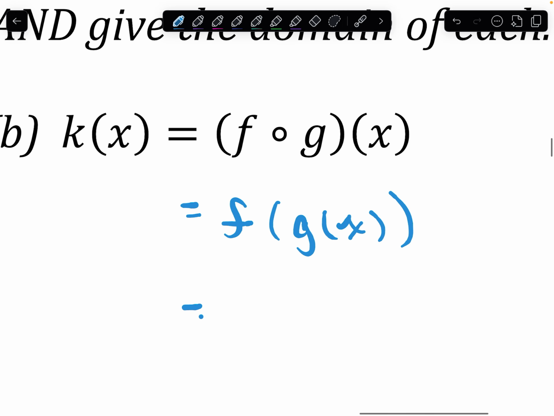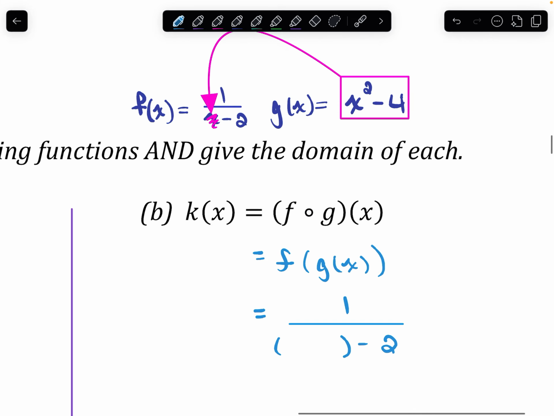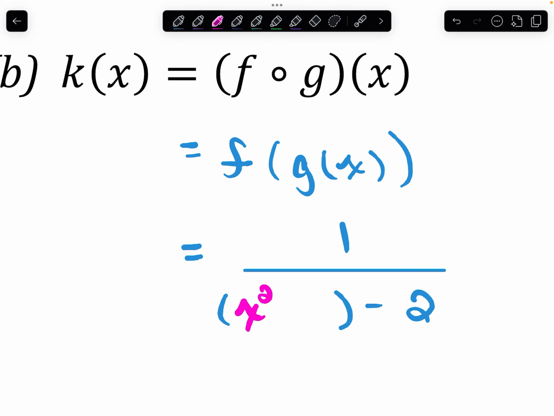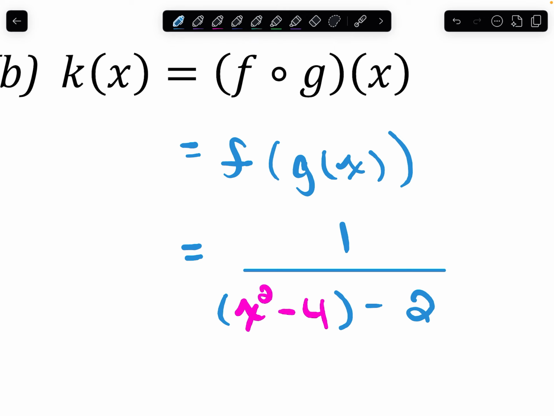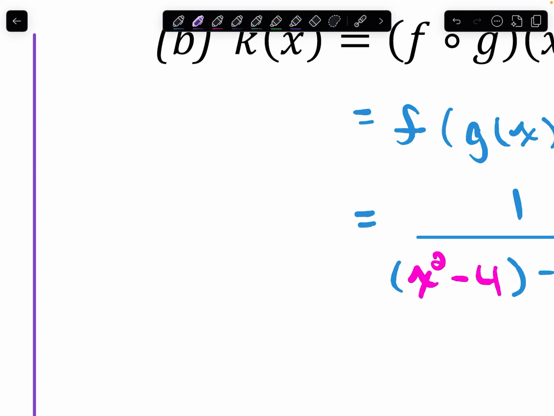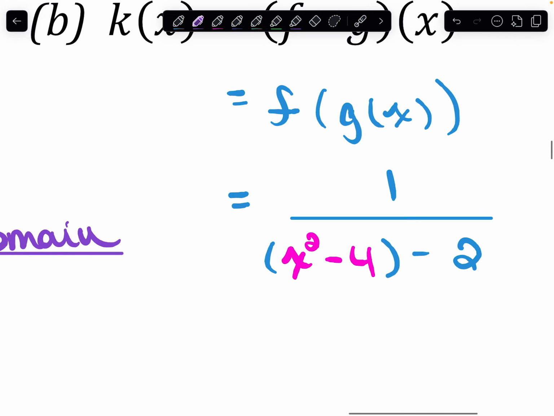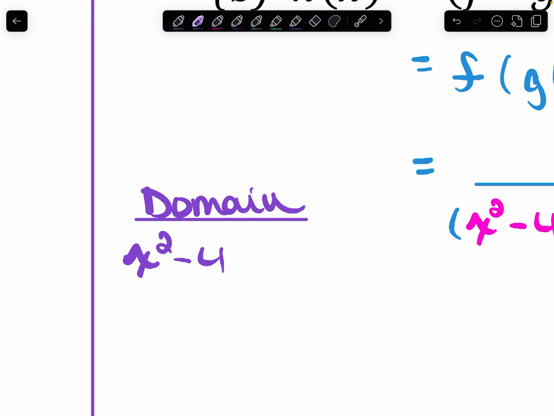So I'm going to get my template of f set up. f was 1 over, and then it was our variable, so my bubble, minus 2. And inside of that bubble goes the function g, which is x squared minus 4. All right. So, domain. We can go ahead and do domain. So I'm going to come over here to the side. All right, so denominator. We do have a denominator. We pull everything in the denominator, x squared minus 4 minus 2 cannot equal 0.